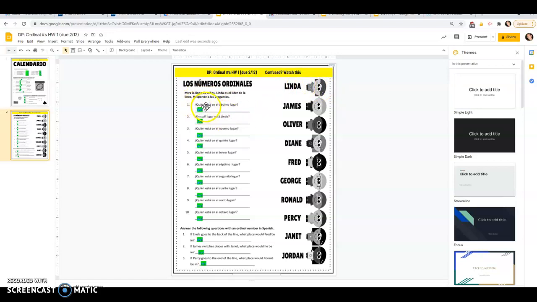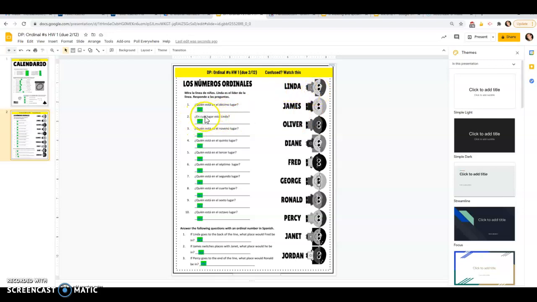So it's asking, ¿Quién está en el 10º lugar? Décimo is our key word, 10th place. So then we'd have to count down, figure out who it is, and then write their name. Then basically it's just saying the same question over and over again. Sometimes it'll say en cuál, sometimes it'll say quién está, but it just wants to know what place these people are in.